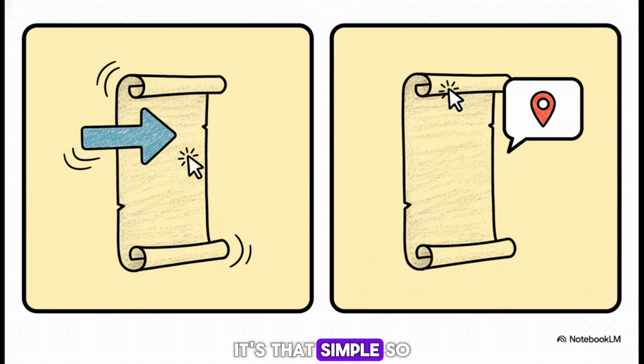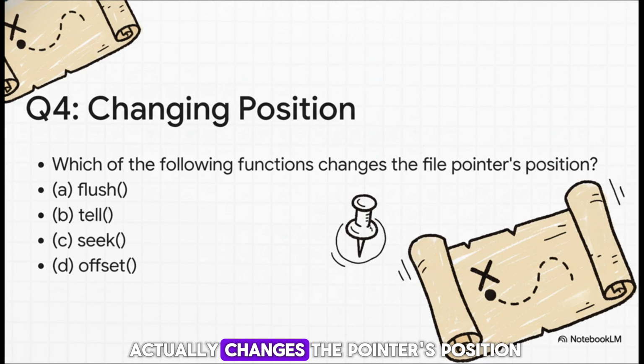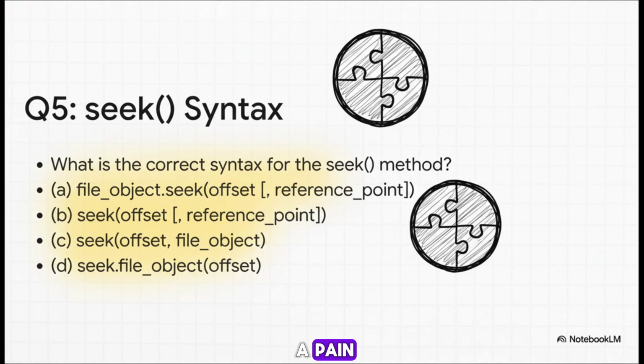It's that simple. So based on that, which of these functions actually changes the pointer's position? Yep, it's C, seek. Remember, tell just reports the position, it doesn't move a thing. Alright, syntax can be a pain, I know, but which one of these is the right way to call seeking? The correct answer is A. The most important thing to notice here is that file object dot at the very beginning. Seeking is a method, right? So you have to tell Python which file you're working with.